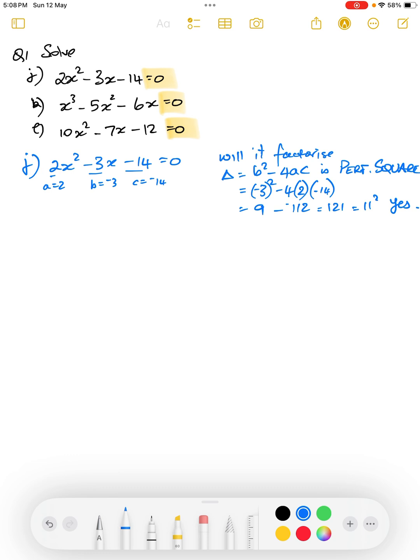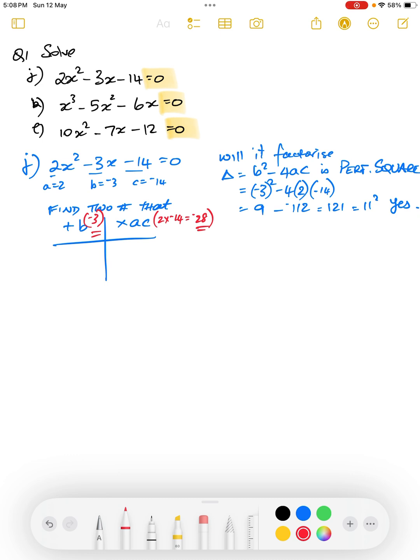Now that we know it will factorise, I like to find two numbers that add to give b and multiply to give ac. So b is in fact negative 3. So we want two numbers that add to give negative 3 and multiply to give 2 times negative 14, which equals negative 28.